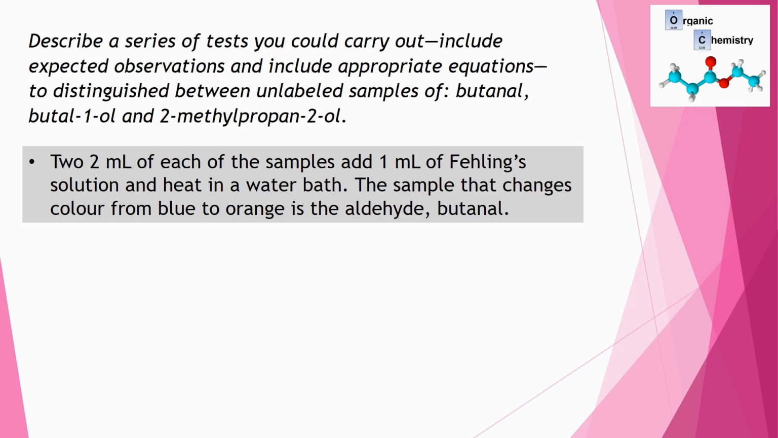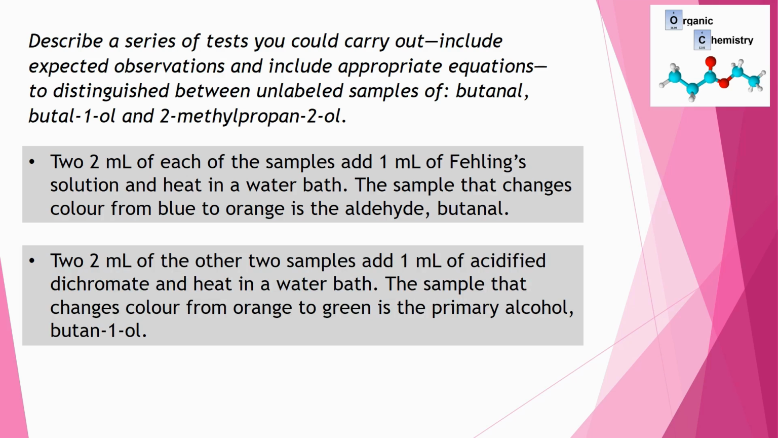So what we can now say is we know which one is butanal. We're now going to test the other two. So the other two, remember, are the primary alcohol and the tertiary alcohol. So we can either here use Lucas reagent, it would give us a positive test for tertiary alcohol, or we could use acidified dichromate or acidified permanganate, it would give us a positive test for the primary alcohol.